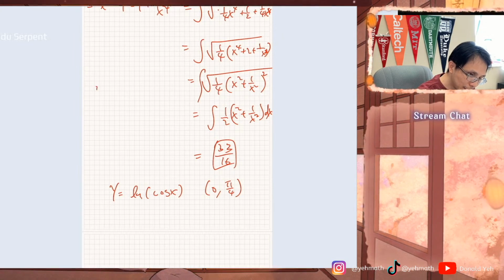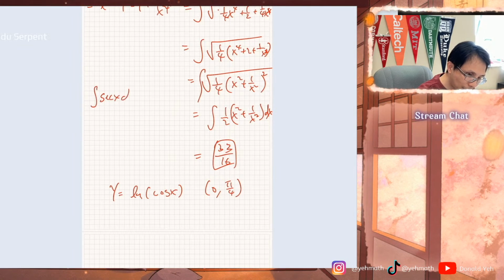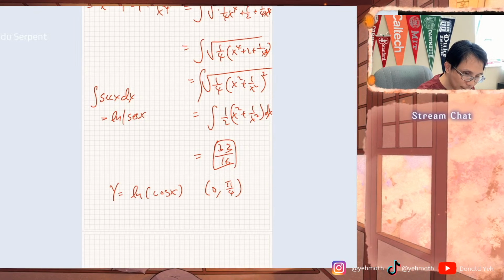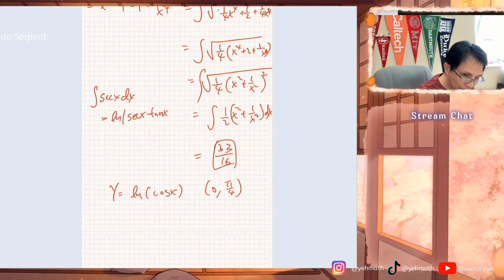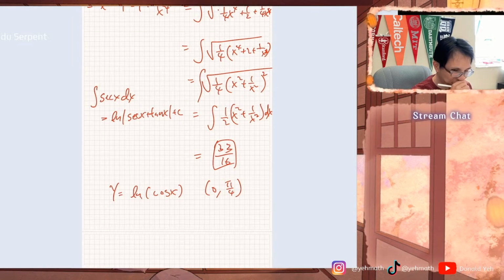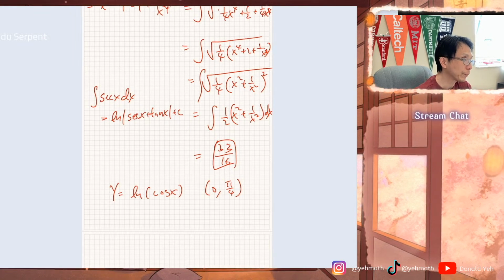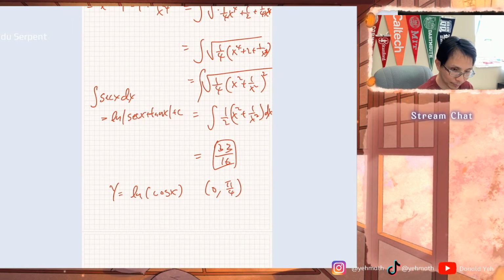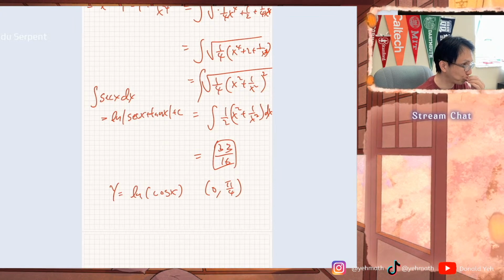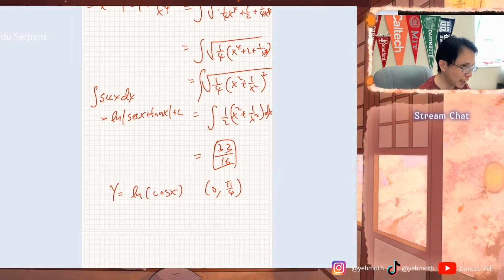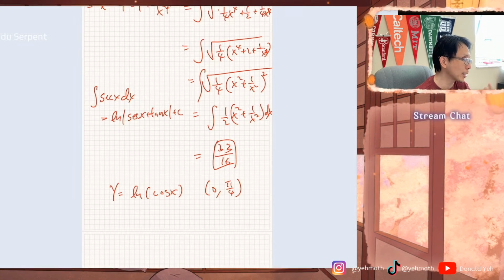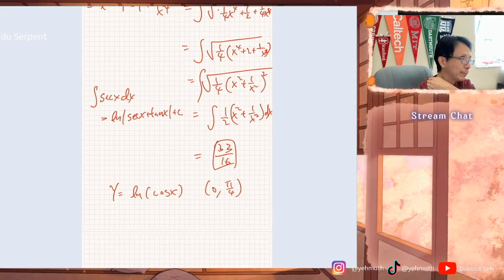Integration of secant of x dx is equal to natural log of secant of x plus tan of x, plus c. You're going to know why you need that. The way they give it to you is not going to be so algebra intense. I just picked one example, and it was a very bad example.